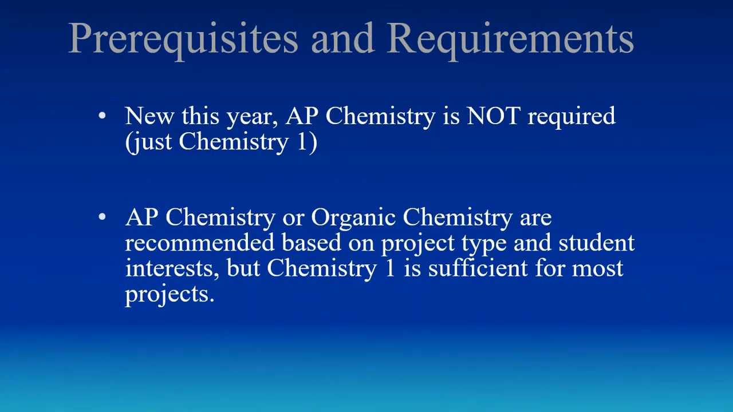For current students, the primary prerequisite is just TJ Chemistry 1. So AP Chemistry is not required for the Chemical Analysis Research Lab. Depending on your project type, AP Chemistry and/or Organic Chemistry may be recommended, but for most projects, Chemistry 1 is sufficient.